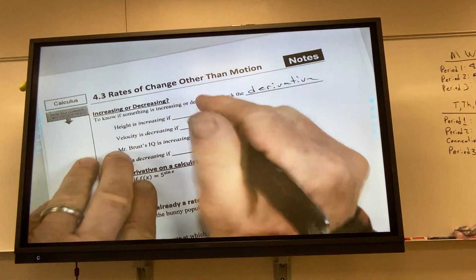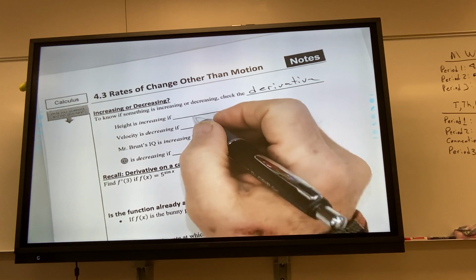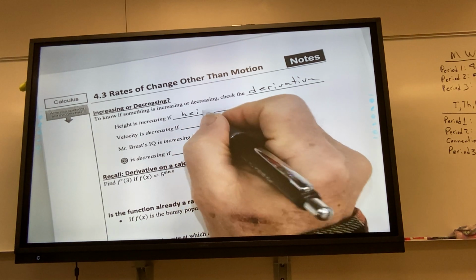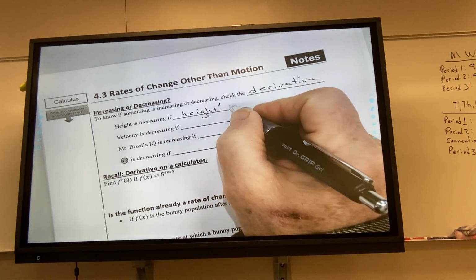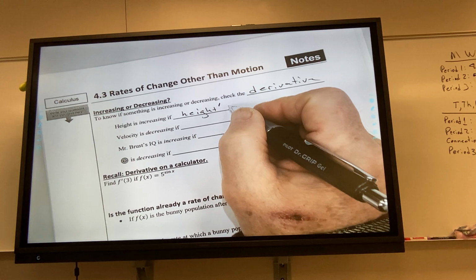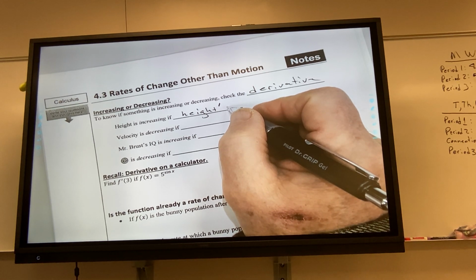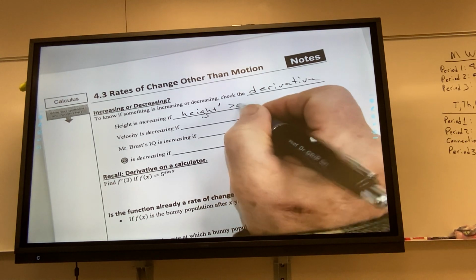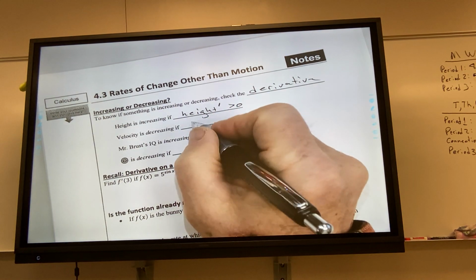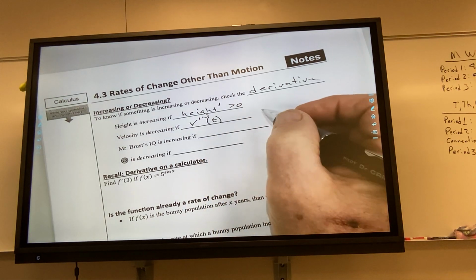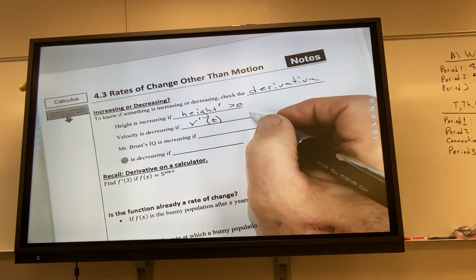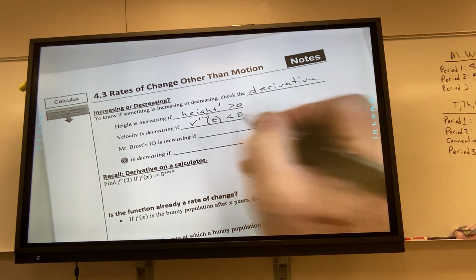So height is increasing if what? The derivative of the height, and this is the way I'm going to write it, height prime. I look at its sign, and yes, positive, excellent. Velocity, v prime of t, which is acceleration, if it's decreasing, it has to be negative, less than zero, awesome.